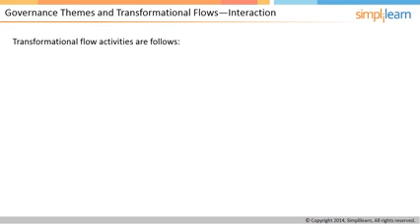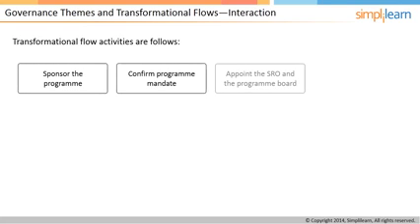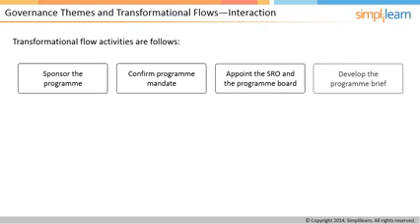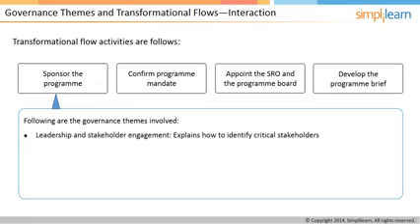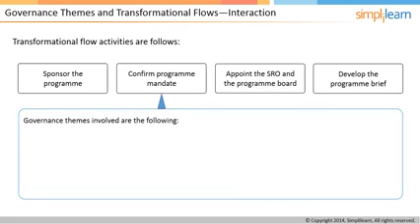The transformational flow activities considered here are sponsoring the program, confirming the program mandate, appointing the Senior Responsible Owner, or SRO, and the program board and developing the program brief. For sponsoring the program, leadership and stakeholder engagement and program organization themes together explain how to identify the critical stakeholders and define the roles, responsibilities, and purpose of the sponsoring group.